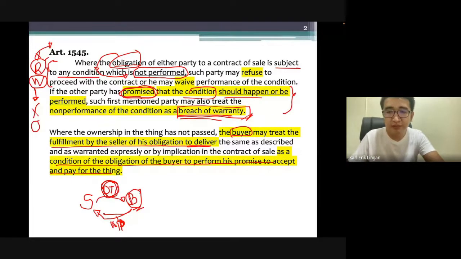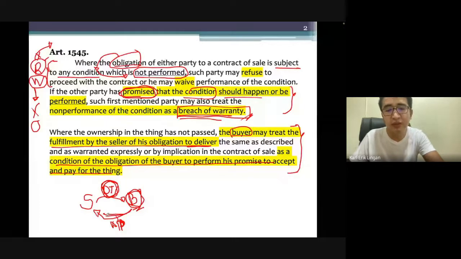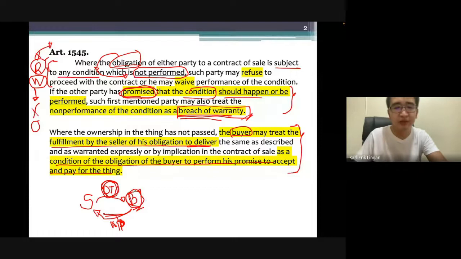Okay. Under the second paragraph, as I have said kanina, the performance of the seller or the delivery of the thing may be treated by the buyer as his condition for him to accept and pay for the thing, di ba? Since na-deliver na ni, kaya nga if babalikan natin yung sale is a mutual contract, di ba? Wherein both parties have obligations to each other and both parties must comply with this obligation. So parang sinasabi niya na since nag-deliver ka na yung thing, okay, I'll accept it and I'll pay for it. Okay? Ganun yung Article 1545.